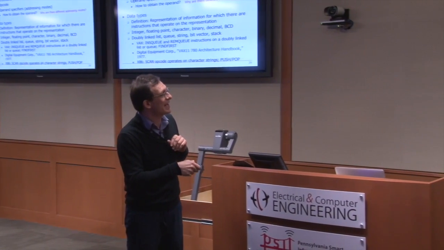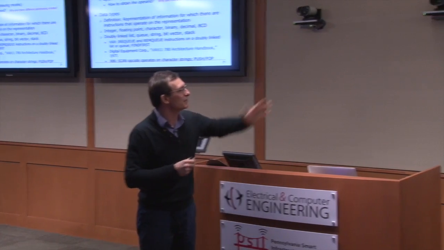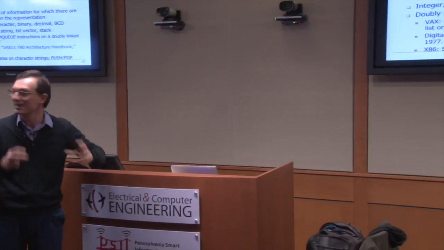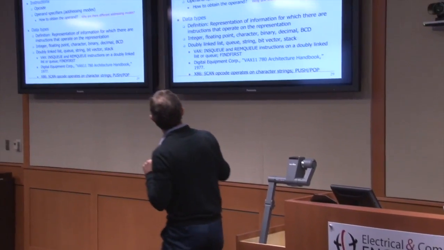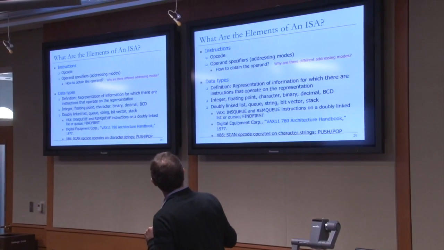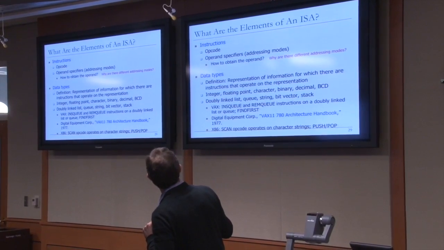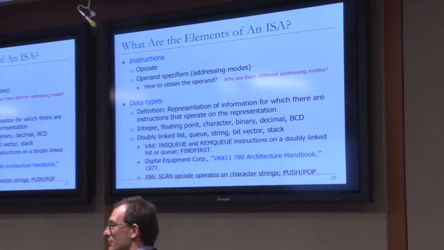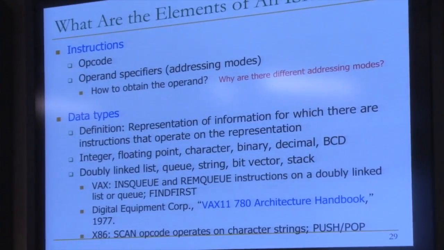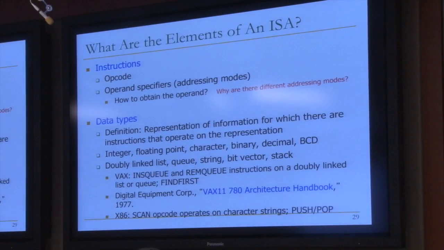So there, you can again dream over here, right, and have many, many more data types. You can have doubly linked lists, for example, as a data type in the ISA. You can have instructions. You can have queues, strings, bit vectors, stack. VAX ISA, for example, had insert queue and remove queue instructions on a doubly linked list or a queue. So your data type is now a queue or doubly linked list. And we'll get to this again.